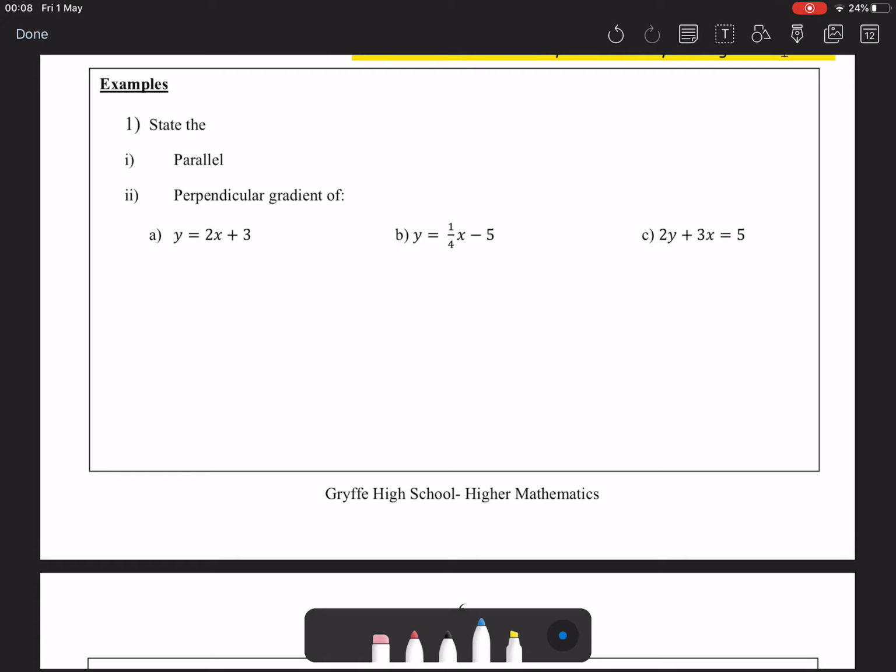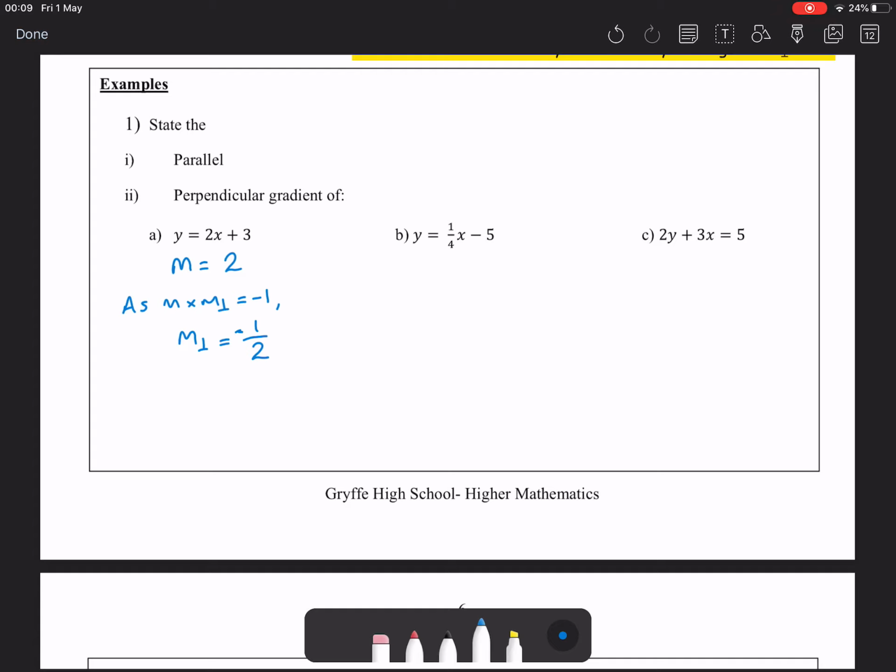For A, if we have y equals 2x plus 3, the gradient of that line and anything parallel to it would be 2, from y equals mx plus c. And as m times m perpendicular is equal to minus 1, m perpendicular in this instance must be 2 over 1 flipped and made negative. So the perpendicular gradient of 2 is negative a half.